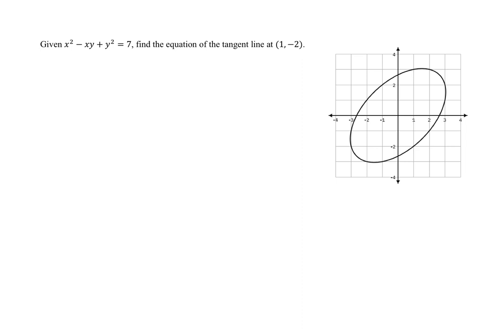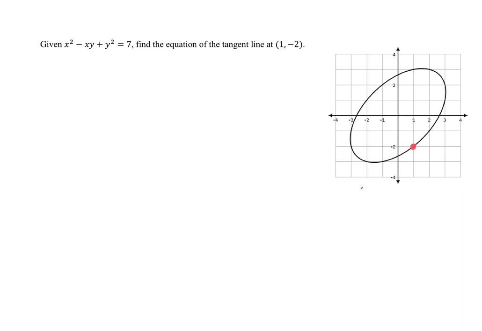In this example, we are given an implicit equation, and we want to find the equation of the tangent line to the curve at the point (1, -2). And we went ahead and graphed this curve for you, so you can see this is an ellipse. We would actually consider it a rotated ellipse. So we're looking for the equation of the tangent line at (1, -2), that would be right here.